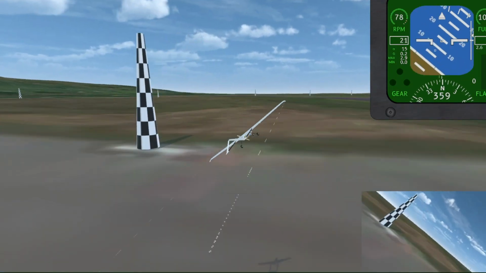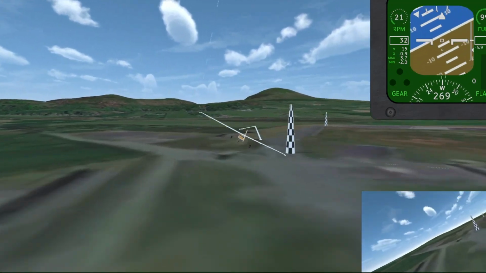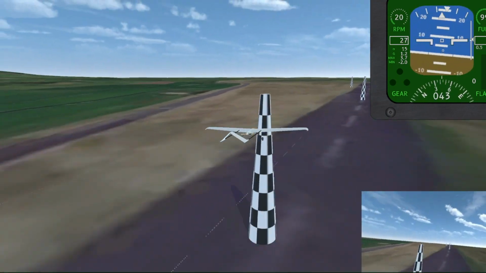Finally, after configuring the Albatross, we can validate and verify its systems by performing a flight test circuit around the checkered pylons on the airfield with a target altitude of 30 meters and a target cruise speed of 20 meters per second.